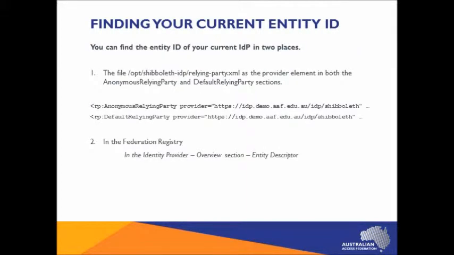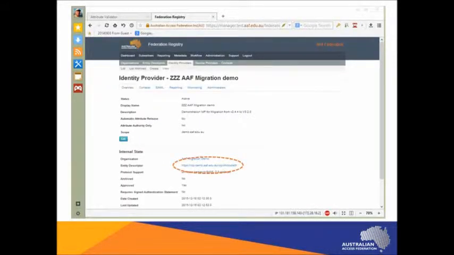If you are unsure if the old and new entity IDs match, there are two simple ways to determine the entity ID of your current IDP so you can compare. One, if you can log into your current IDP server, then it will be in the relyingparty.xml file. Or two, you can find it in the Federation Registry. The entity ID is shown in the overview section of your IDP, as circled below.